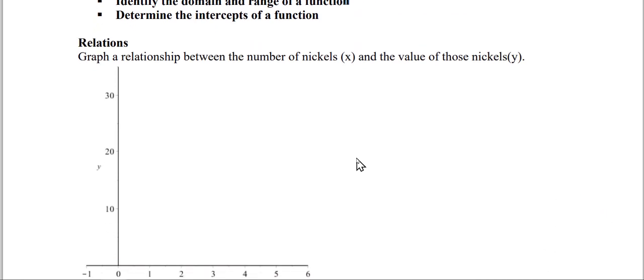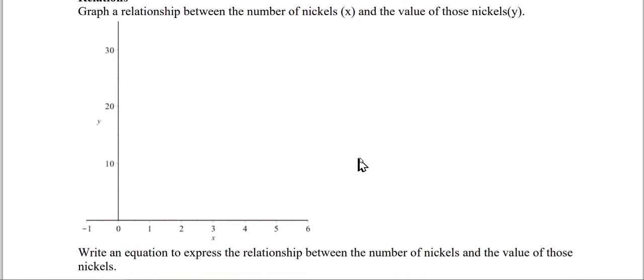Let's take a look at the idea of a relation first. This asks us to graph a relationship between the number of nickels and the value of those nickels. So over here, this x is going to represent the number of nickels. Y will represent the value of those nickels. On my x-axis here, I have -1, but I can't really have -1 nickels, where x represents the number of nickels.